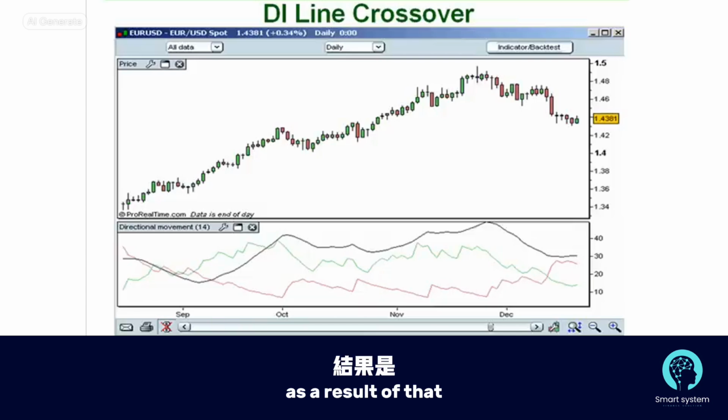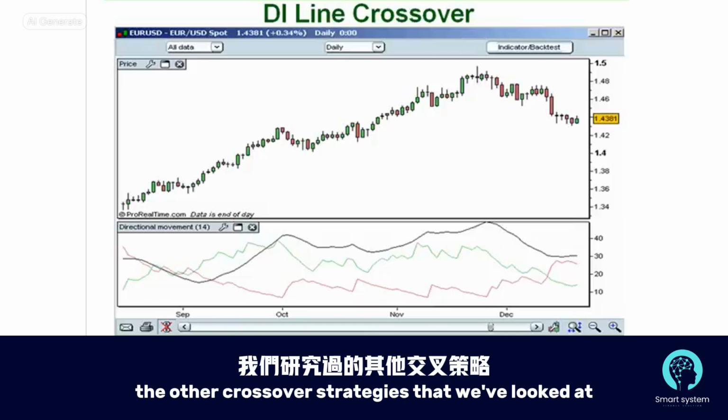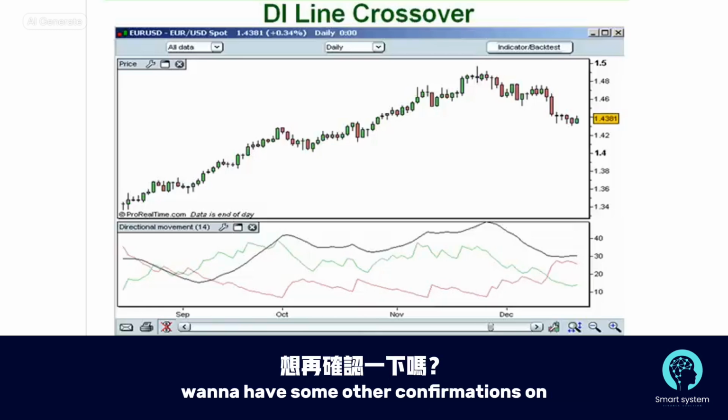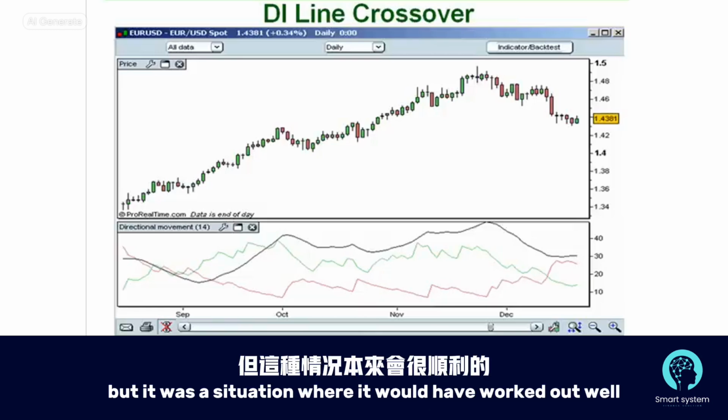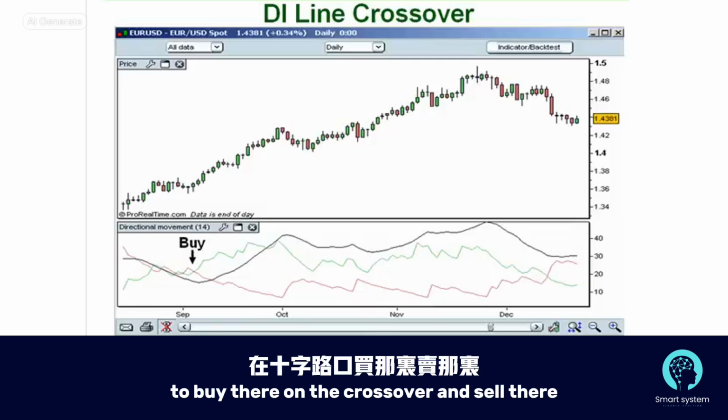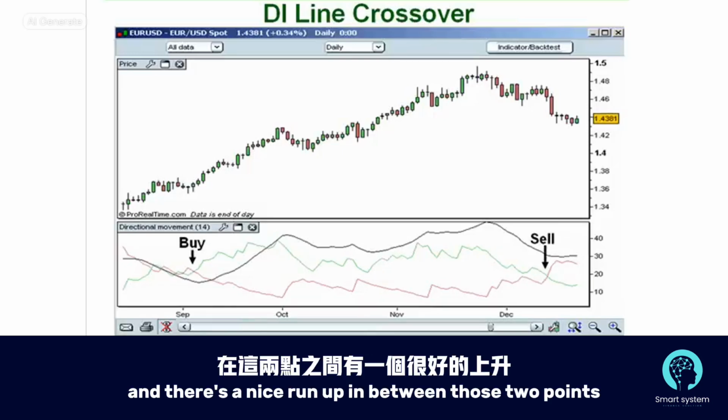This is definitely one, like the other crossover strategies that we've looked at, that you're going to want to have some other confirmations on. But it was a situation where it would have worked out well to buy there on the crossover and sell there. And there's a nice run up in between those 2 points.